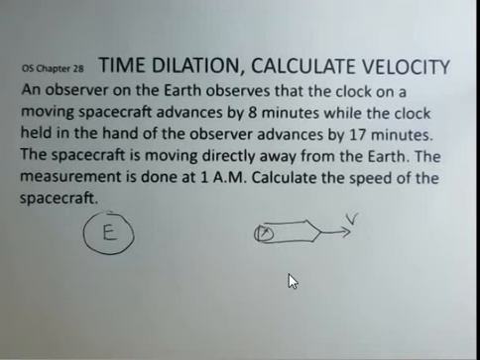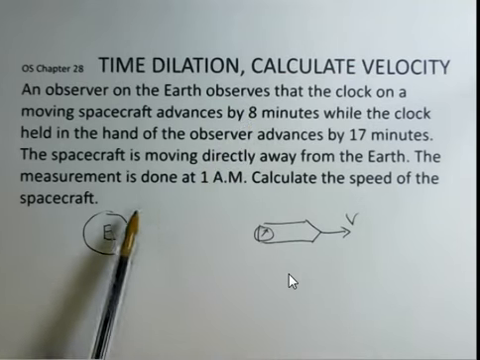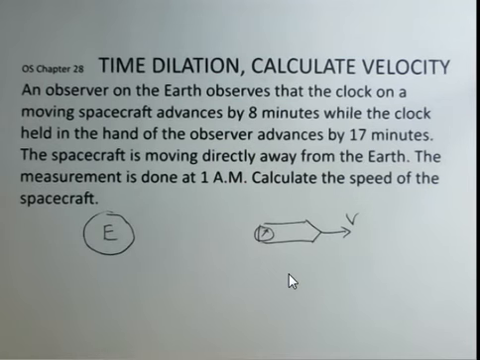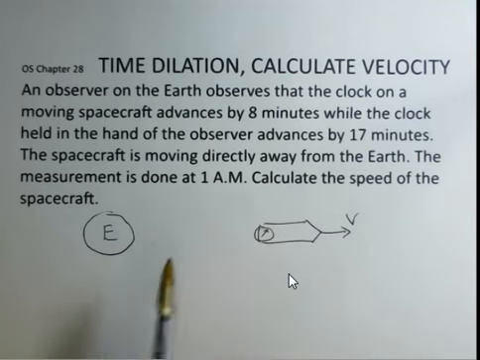Special relativity concerns time dilation, where the time on the observer's clock is given and the observation of the elapsed time on the clock on the moving spacecraft is given. We're to calculate how fast the spacecraft is moving away from the Earth. It's done at 1 a.m., but 1 a.m. doesn't mean anything, so it's not part of the calculation. It's a distractor. It's the minutes that are important, the 8 minutes and the 17 minutes.